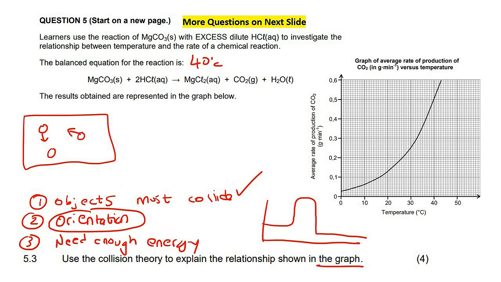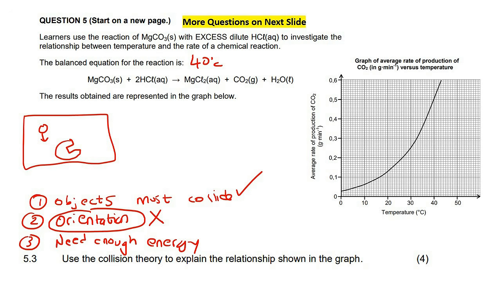Does that change their orientation? No, it doesn't. Let's say for example this molecule looks like this. Just because you increase the temperature doesn't mean it's going to make it look different. So we can't change the orientation. And then by increasing the temperature, do we not give the molecules more energy, so it'll be easier for them to have the activation energy that they need to react? Yes.